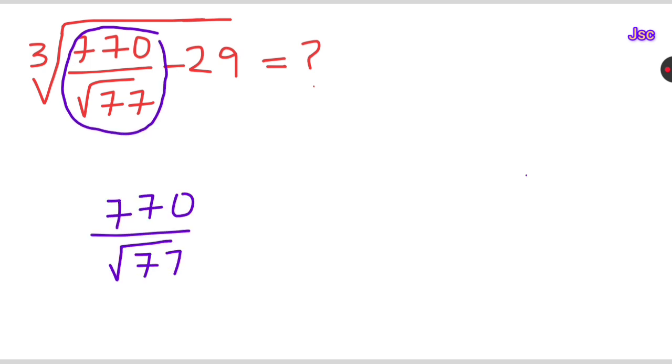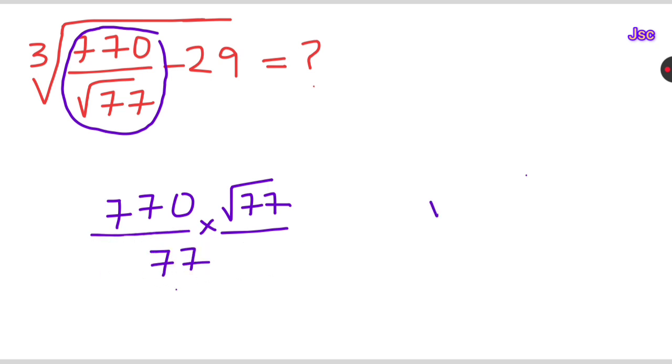At the denominator we have square root of 77. To get rid of this square root at the denominator, I am going to multiply and divide by square root of 77. Then at the denominator we have square root of 77 times square root of 77. After multiplying we will get only 77, because square root of a times square root of a.